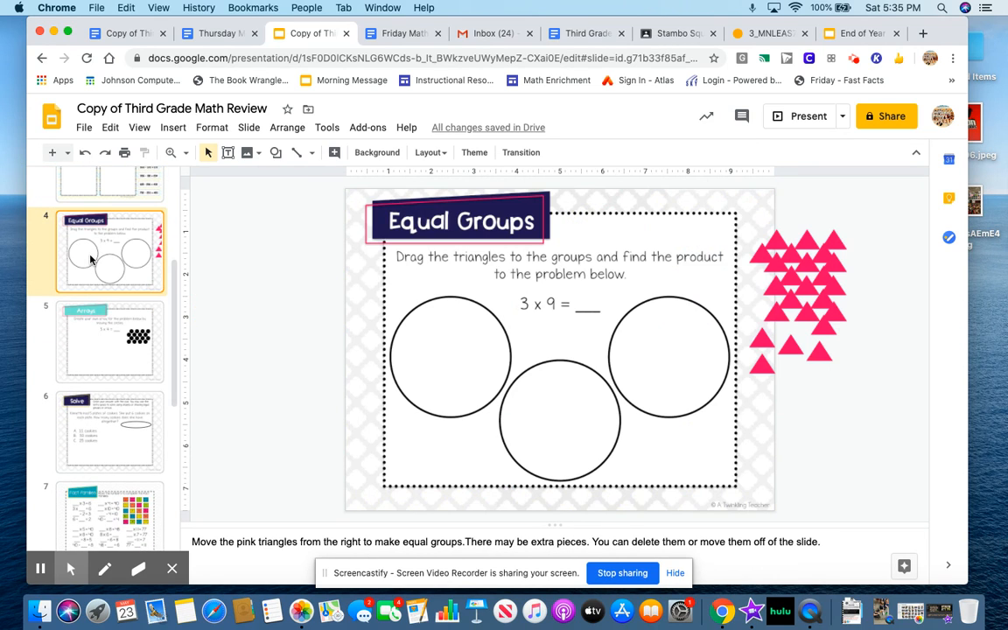All right, moving right along to equal groups. You're going to drag the triangles to the groups and find out the product to the problem below. So we're just going to model multiplication here. So you'll take these triangles, and there are 3 circles. So that's where the 3 comes from. So then you have to decide how many triangles are going to go into each circle to show that multiplication. So you might look at 3 times 9 and say that, oh, I know that answer right away off the top of your head, but we want to see that you can model that out as well. All right, I'm going to move these triangles back here.